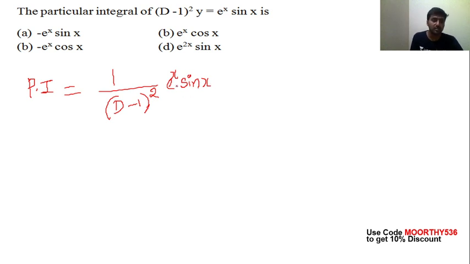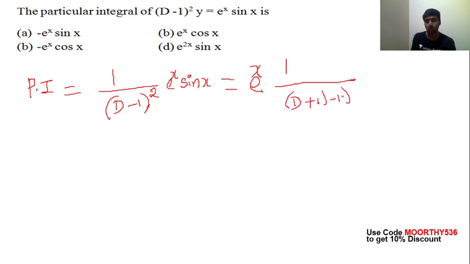Now we have to take this e power x to the front, and instead of D in the denominator, D plus 1. So it is e power x times 1 divided by (D plus 1 minus 1) the whole square into sin x. Again we have to operate with the sin x format.